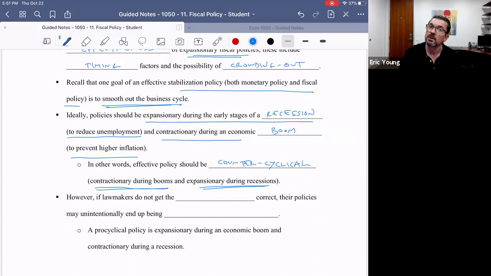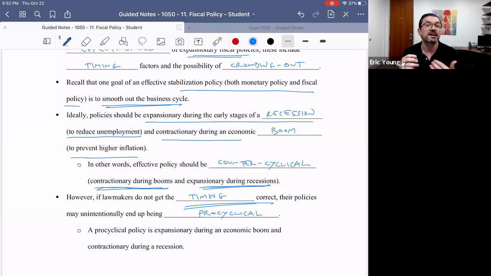But there can be some problems. One major problem is this. If lawmakers, if legislatures do not get the timing correct, their policies may actually end up being what we call pro-cyclical. Pro-cyclical means that the policies would align with the business cycle phase. So again, we want these counter-cyclical policies. We want to contract during booms and expand during recessions.